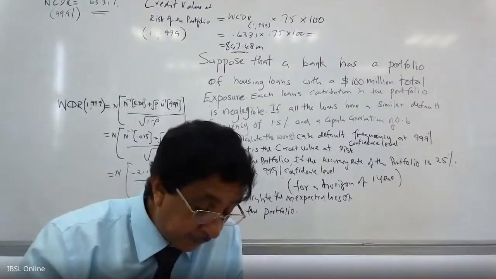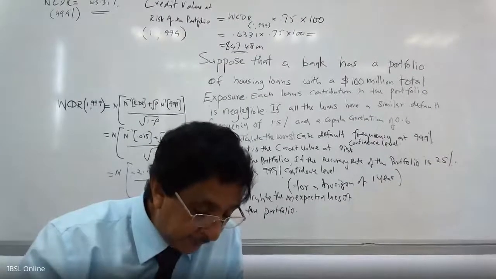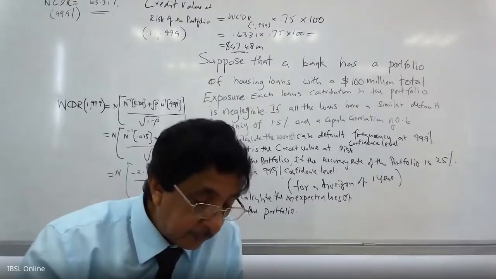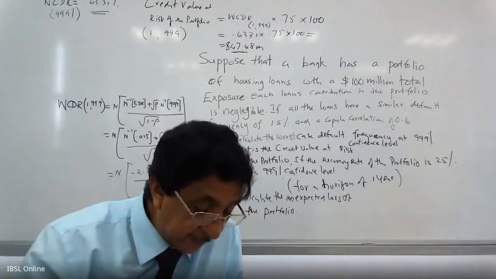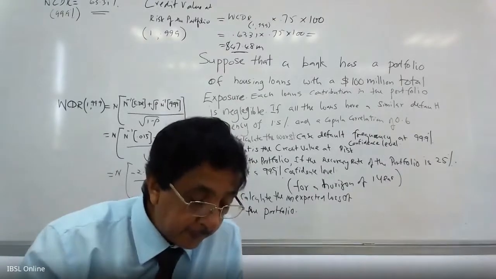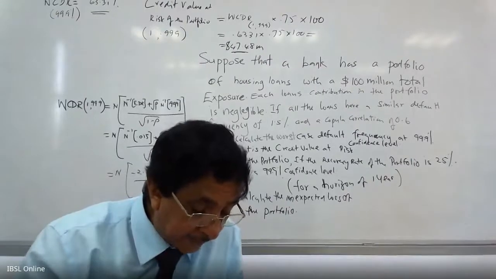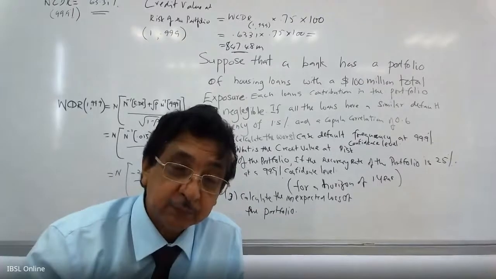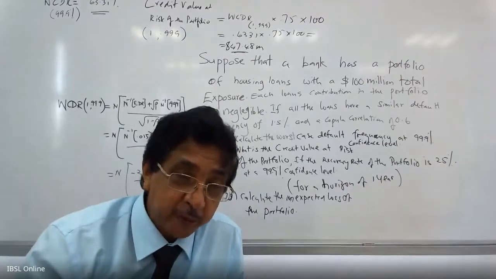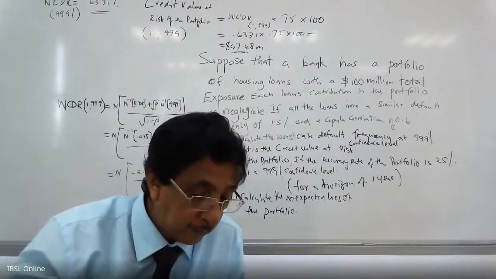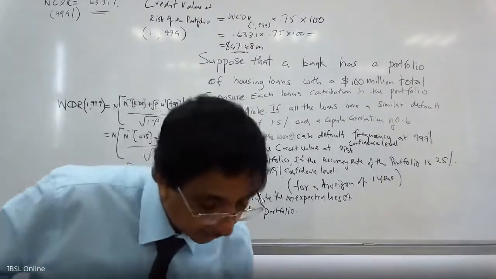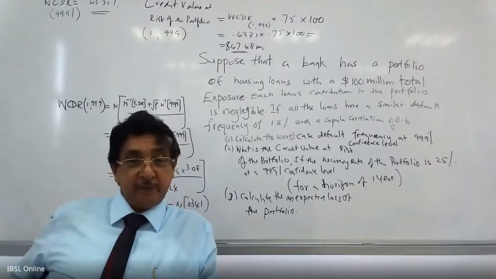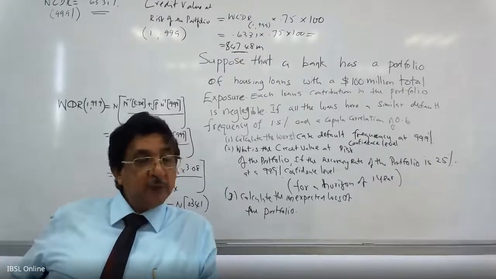So the normal probability of default is 0.015. Then LGD is 0.75, and the value of the portfolio is 100 million. So what is the value you get? It is 1.125, is it? Because it's a multiplication of 0.015 into 0.75 into 100. That comes to 1.125.